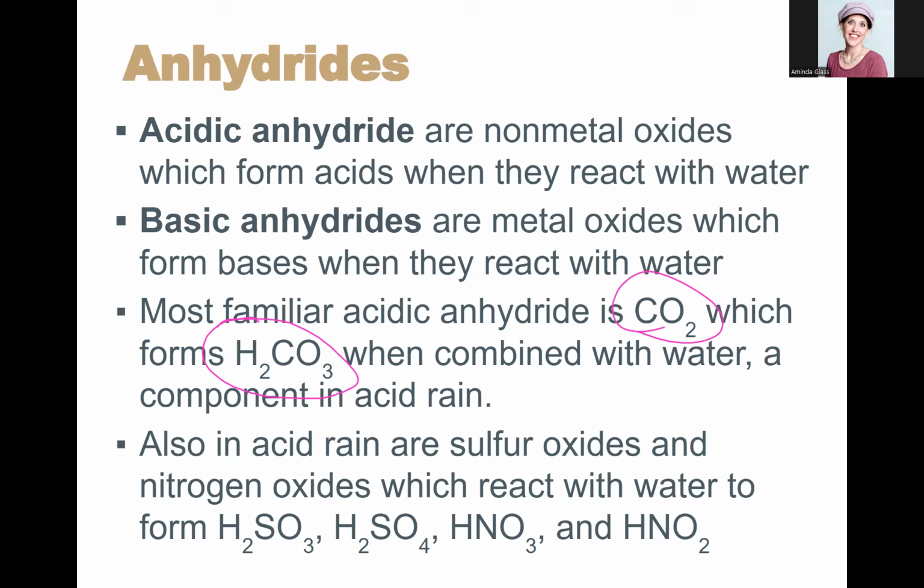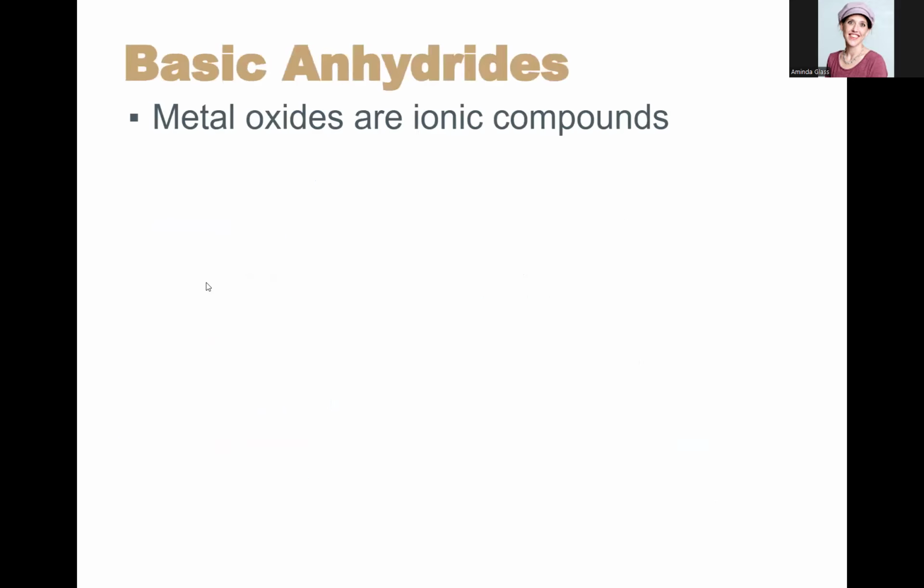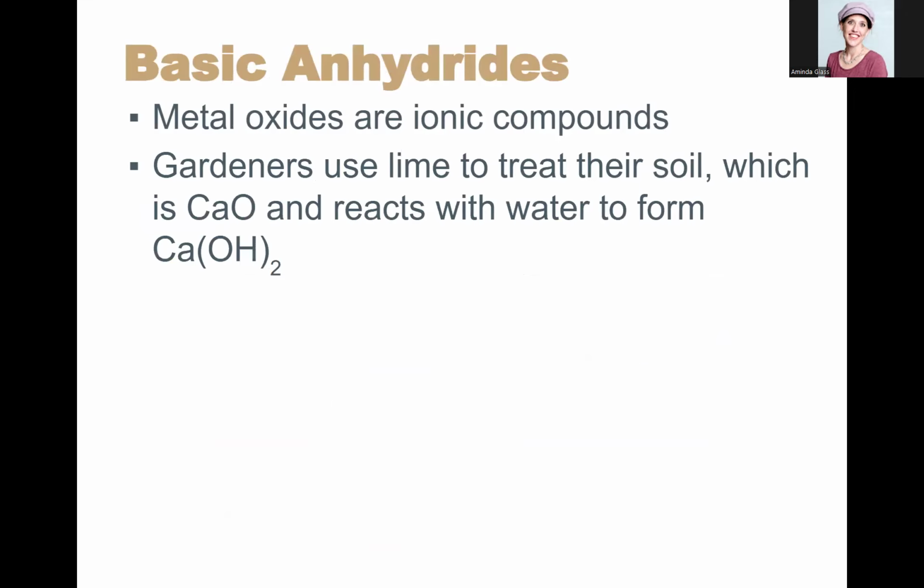So also in acid rain, we have sulfur oxides and nitrogen oxides, and those react with water to form sulfuric acid, sulfurous acid, nitric acid, and nitrous acid. Metal oxides are ionic compounds, and gardeners use lime to treat their soil, which is calcium oxide, and it will react with water to form calcium hydroxide. They'll do this if you have extremely acidic soil that needs to be more neutral.